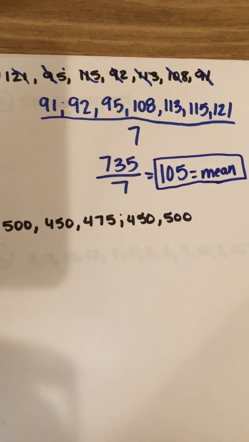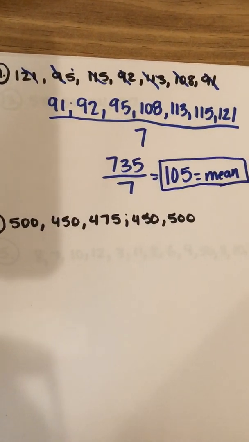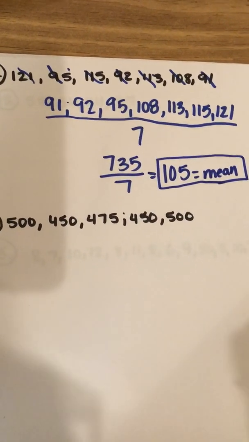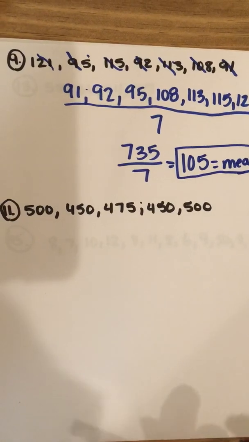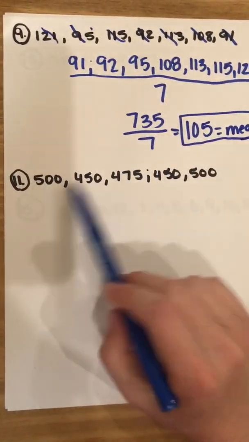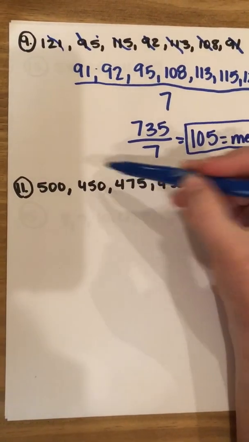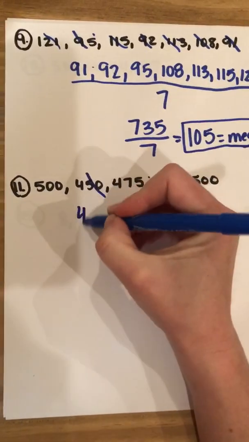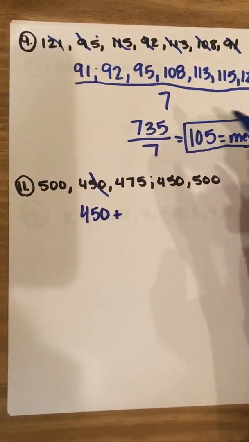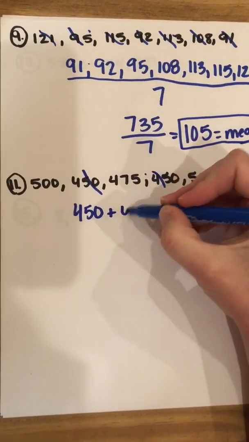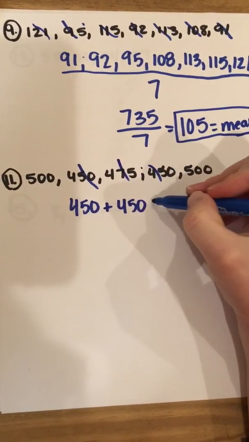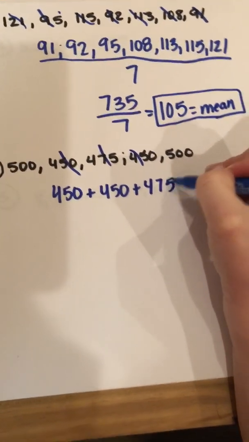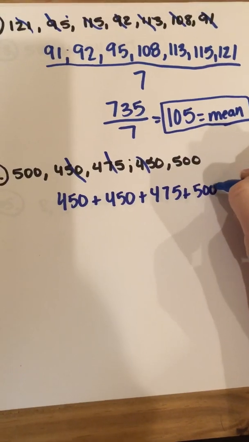Now, if I ever got a decimal, I would always go to the nearest tenth. Mean is to the nearest tenth always. Okay, the next one, ordering really quick, 450. I'm just going to put the plus sign right in the middle. Plus 450, plus 475, plus 500, plus 500.